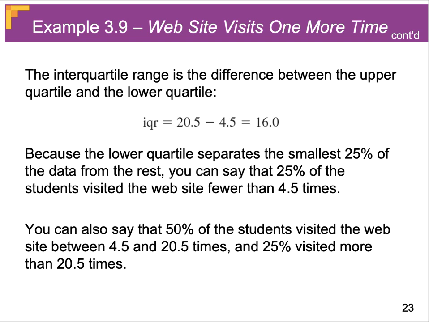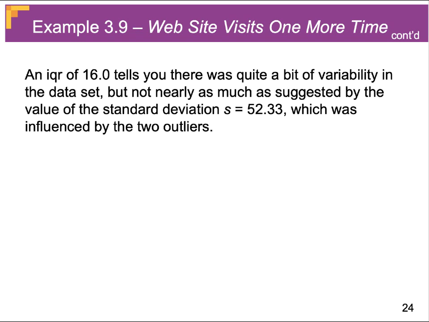With this IQR being 16, given the types of values that we have in our distribution, that's a pretty big number. So here we see that there is quite a bit of variability in the data set. But as a comparison, the standard deviation here would have been 52.33 because of those two outliers. And so at least we're not thinking that the variability is quite as extreme as we would have had we reported the standard deviation.